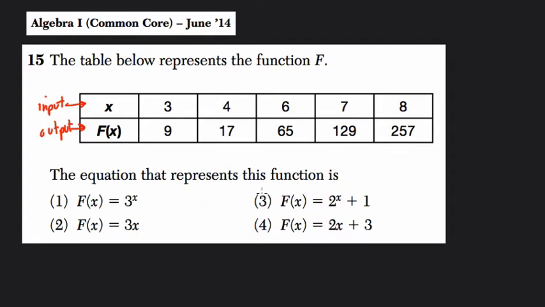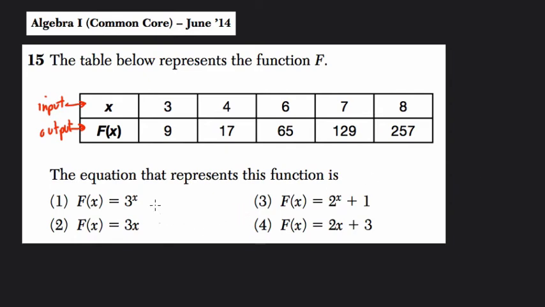I think because this is a multiple choice question, it actually makes the most sense to try these equations out and see if they work or don't. So what do I mean? Well, if the first choice was the answer, f of x equals 3 to the x, that would just mean that our input x, which is the exponent here, is a power of 3, and if we plug in an x, we should get the output that matches in the table.